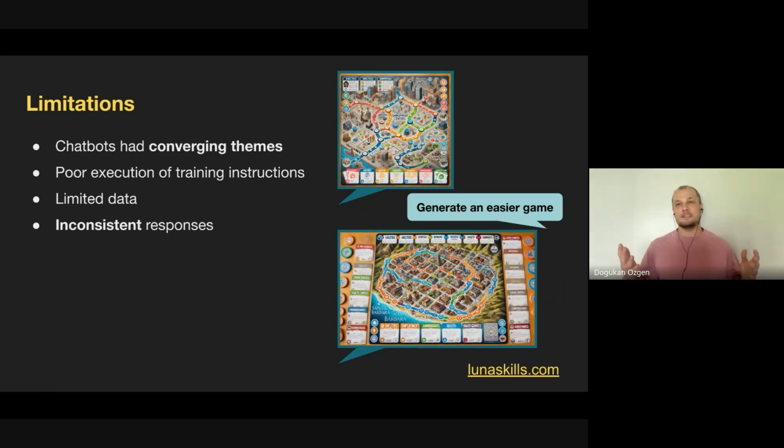We don't think it's a problem from an education perspective, because you can take these inconsistencies and use them for critical thinking skills. You can ask students, why do you think there's an inconsistency here, and which one do you prefer, and then it becomes a debatable conversation. So I don't think this is necessarily a problem, but it's certainly a limitation.